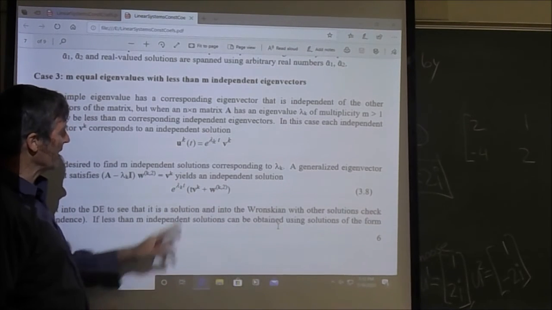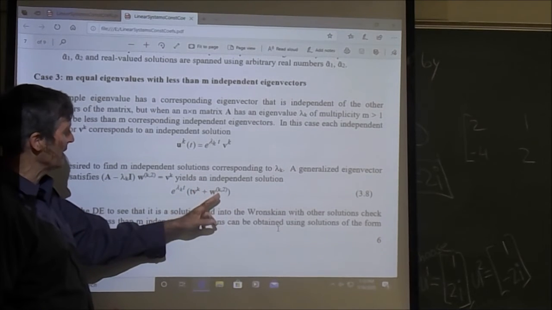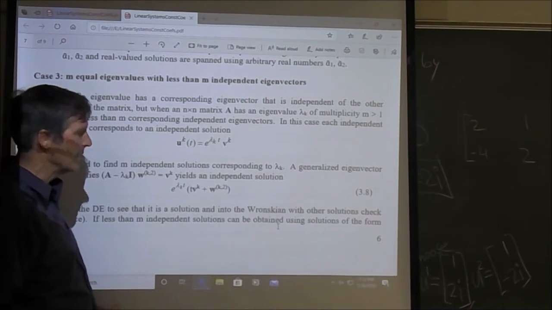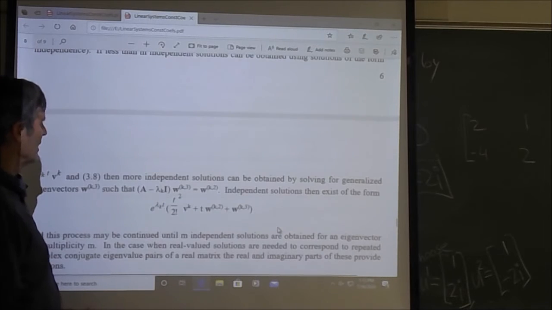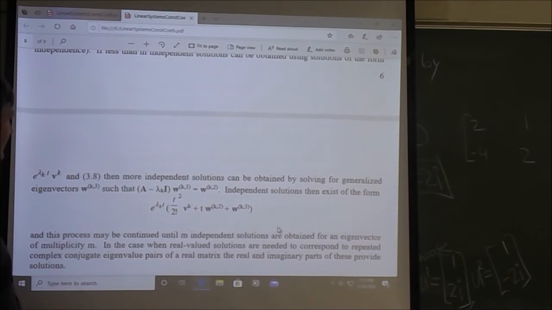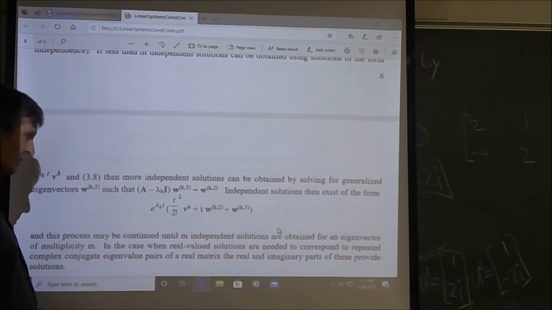So you just have to take t times the eigenvector plus the generalized eigenvector, times e to the eigenvalue t, to get a second solution. And then, of course, your general solution is C1 times one solution plus C2 times the other. And you can do this for higher order systems.